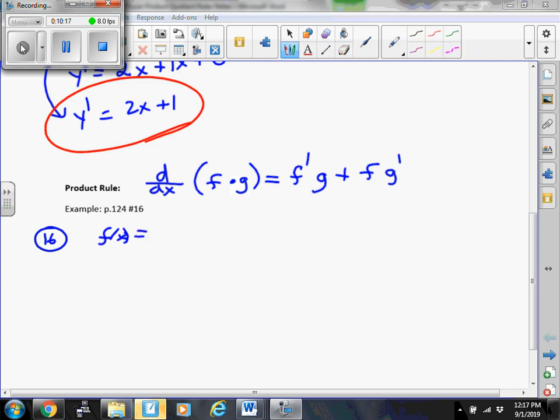Okay, so f of x equals x squared plus 1, x cubed plus 1.